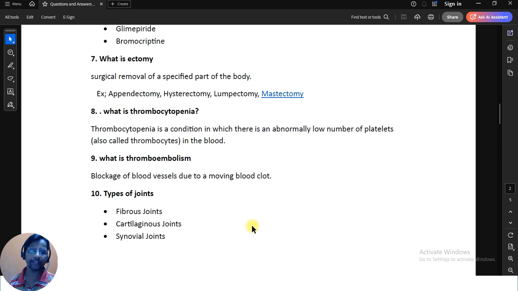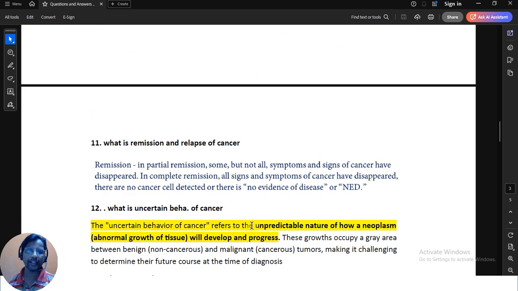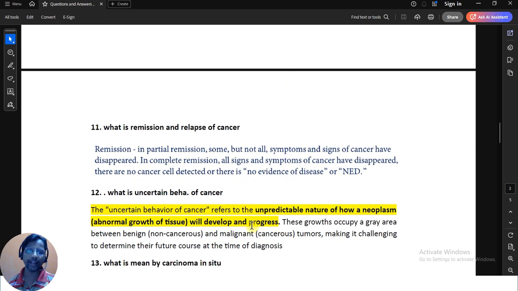Next, what are the types of joints? Fibrous joints, cartilaginous joints, and synovial joints. These are the common types of joints we have inside our body. Next, what is remission and relapse of cancer?